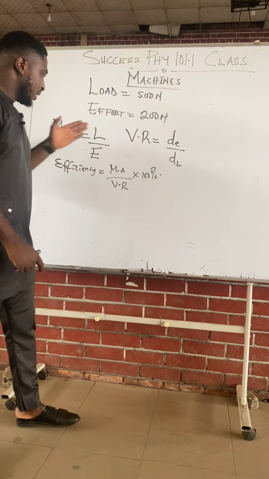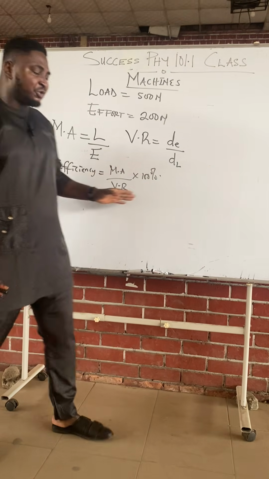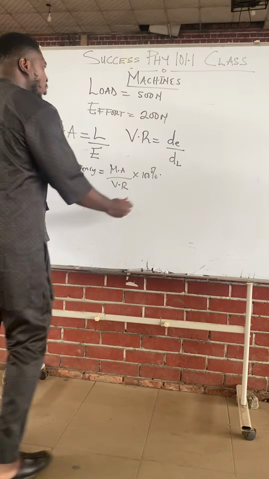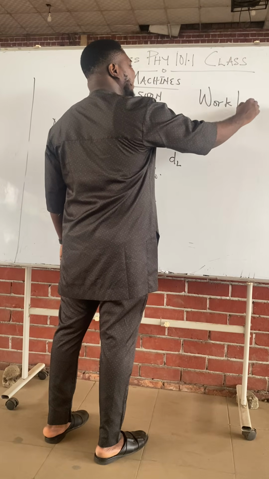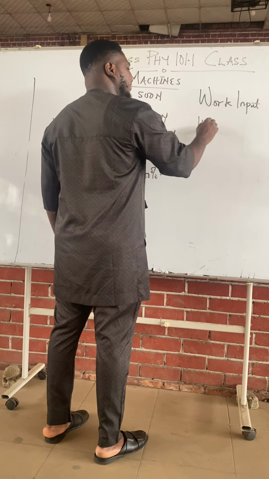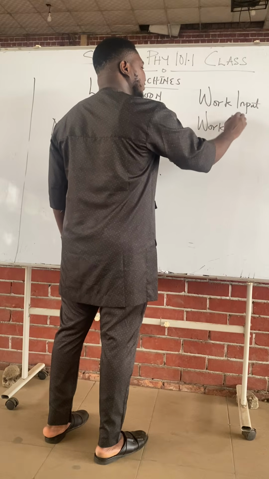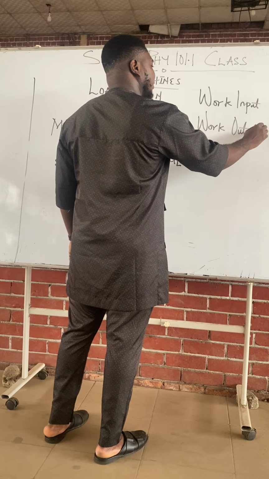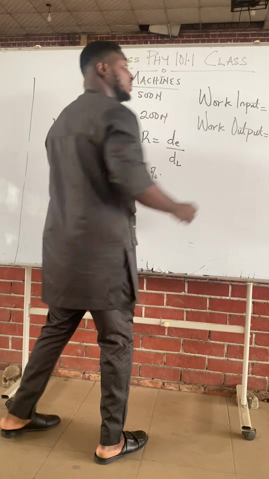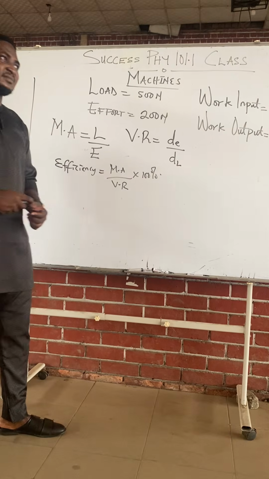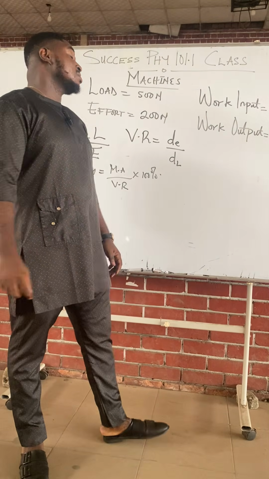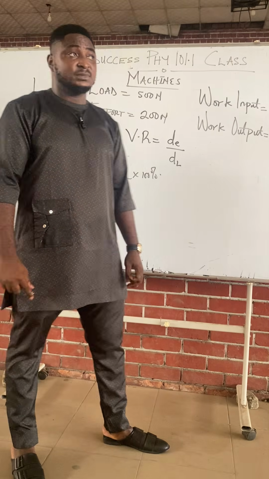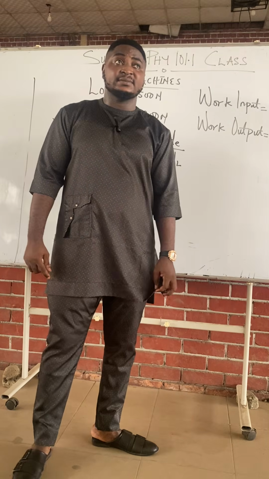Now, class, efficiency is mechanical advantage divided by velocity ratio times 100. We also have what we call work input and work output. Class, we know that work done is force times distance. Work done is force times distance.